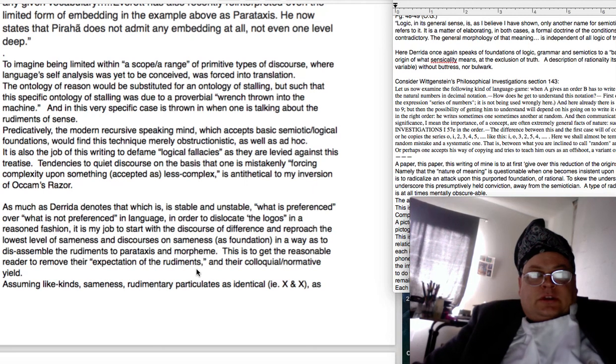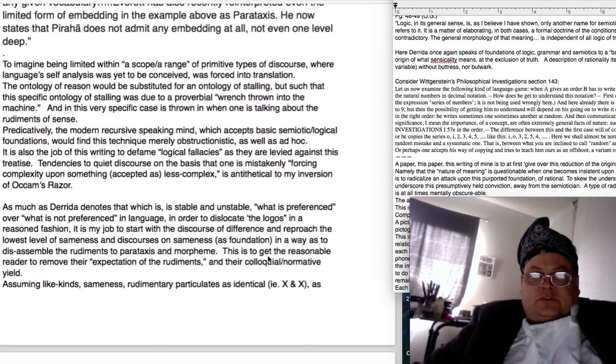To imagine being limited within a scope, a range, a primitive type of discourse, where language's self-analysis was yet to be conceived, was forced into translation. The ontology of reason would be substituted for an ontology of stalling, but such that a specific ontology of stalling was due to a preverbal wrench thrown into the machine, and in this very specific case is thrown in when one is talking about the rudiments of sense.